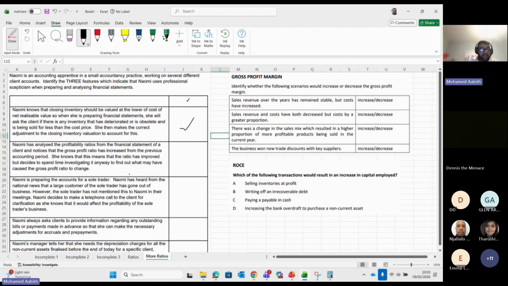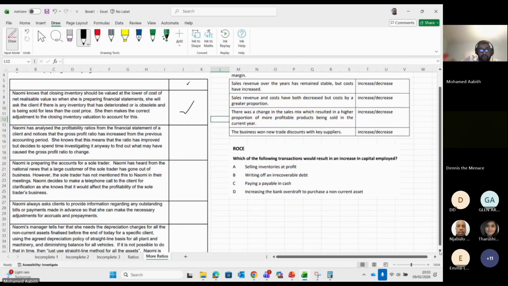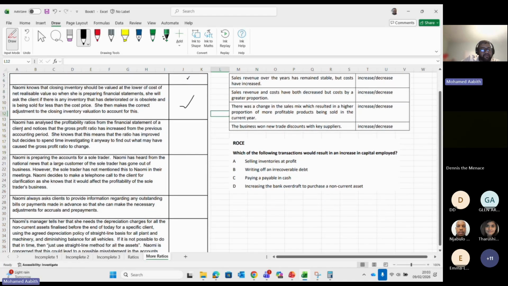Naomi has analyzed the profitability ratios from the financial statements of a client and notices that the gross profit ratio has increased from the previous accounting period. She knows that this means that the ratio has improved, but decided to spend time investigating it. Why? To find out what may have caused the gross profit ratio to change. So she knows it has improved, but she decided to spend time to investigate anyway, to find out what may have caused the gross profit to change.